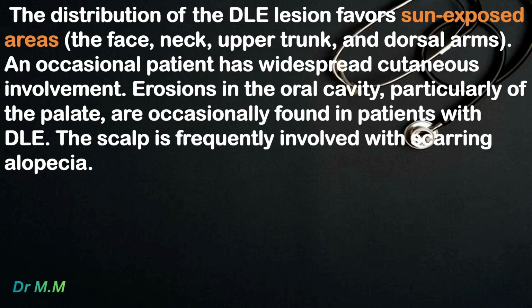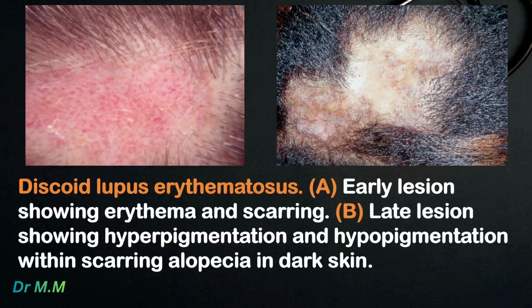The distribution of the DLE lesion favors sun-exposed areas like face, neck, upper trunk, and dorsal arms. An occasional patient has widespread cutaneous involvement. Erosions in the oral cavity, particularly of the palate, are occasionally found in patients with Discoid lupus erythematosus. The scalp is frequently involved with scarring alopecia. Discoid lupus erythematosus: early lesions showing erythema and scarring, late lesions showing hyperpigmentation and hypopigmentation within scarring, alopecia in dark skin.